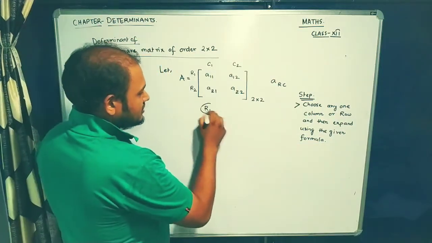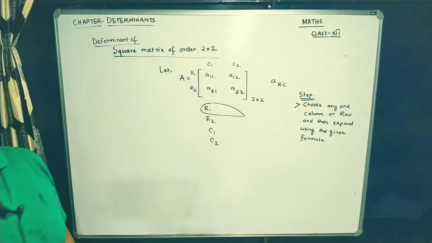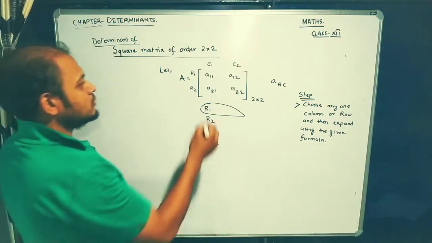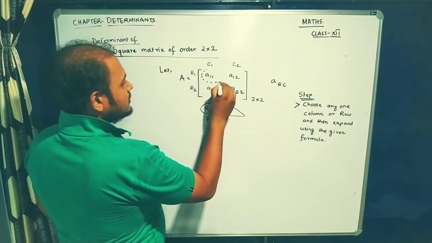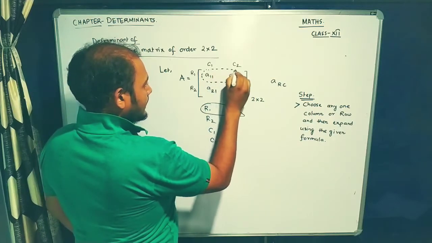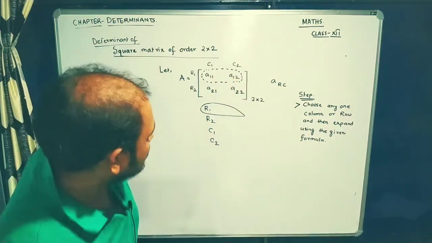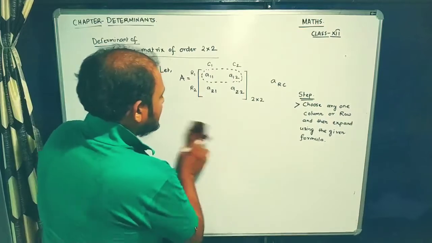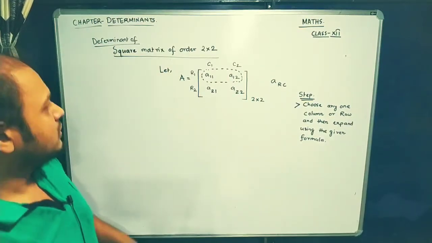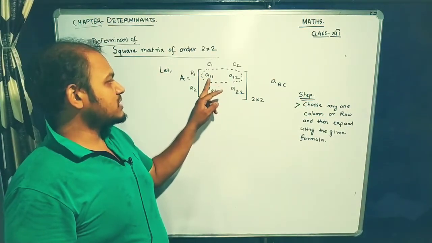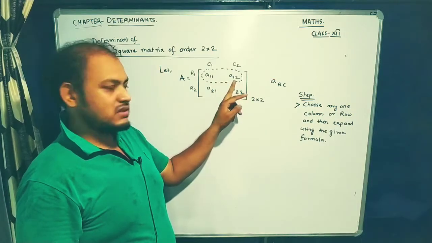So first let's try row number 1. Let us select the first row. So the first row contains 2 elements. One is A11 and the other one is A12.